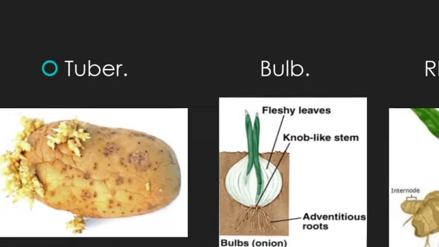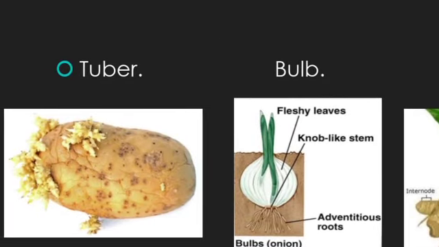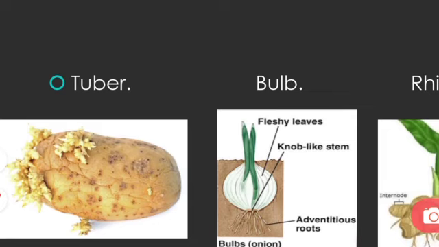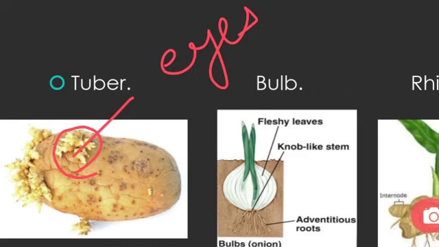First is tuber. In this, the best example is potato. If we keep potato for more than 1 week or 2, we can see that the surface of the potato will protrude out, forming small leaf-like structures which are known as eyes. So the eyes of the potato can give rise to a new plant.